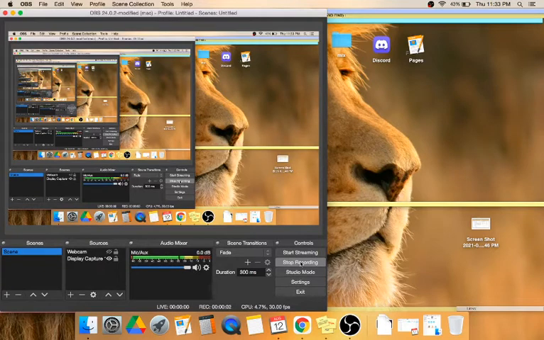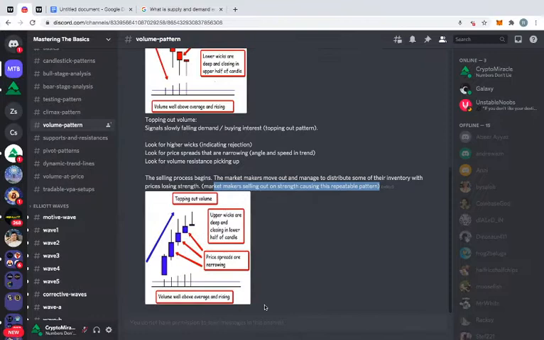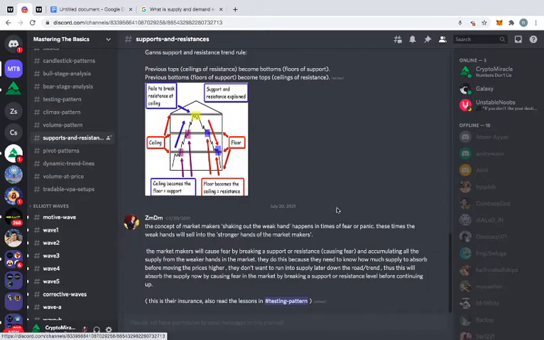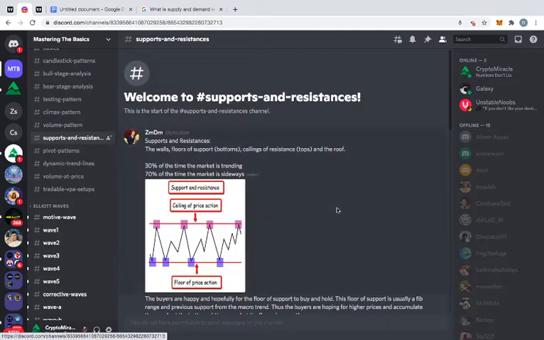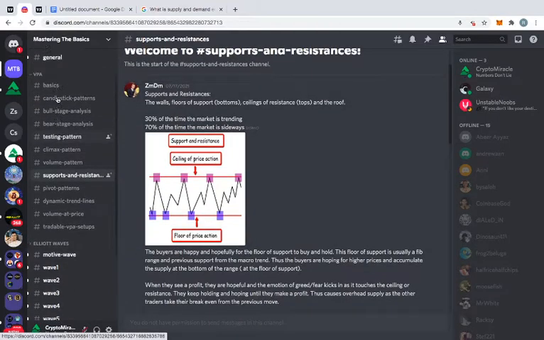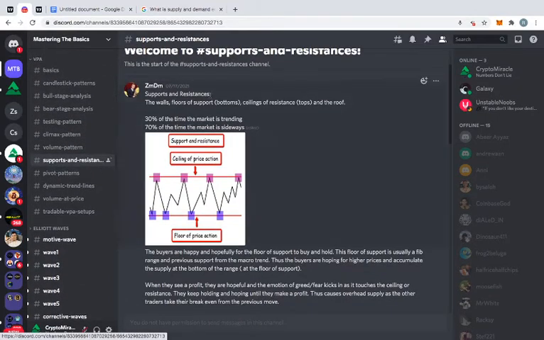Alright, continuing this VPA series in the Discord, we are going to do supports and resistances on this one. So this one is going to be on supports and resistances using the VPA theory, volume price analysis.